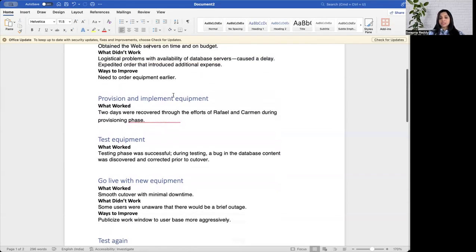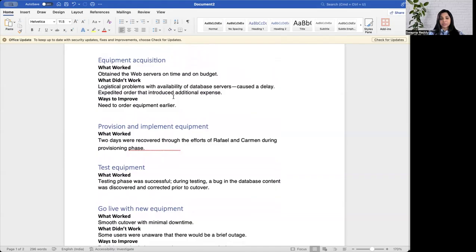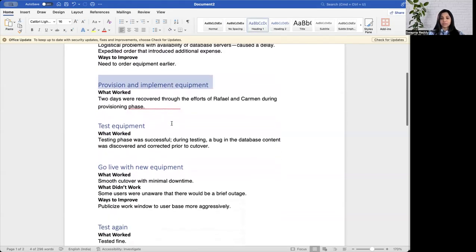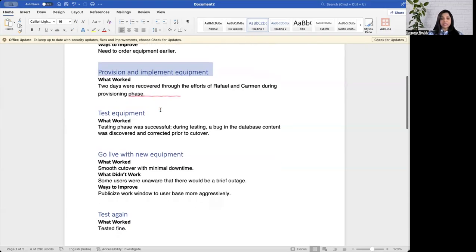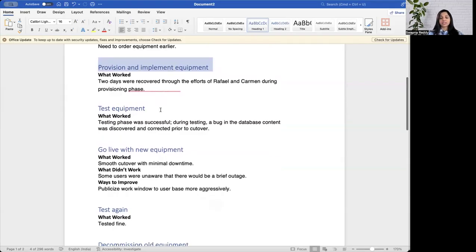So for the next task, presume we have all the equipment acquisition done, and then we are in the phase of provisioning and implementing the configuration that's relevant for the equipment, right? So what worked, obviously, what I'm listing out here is, right before or during the provision phase, what was the effort taken in terms of recovering, right?